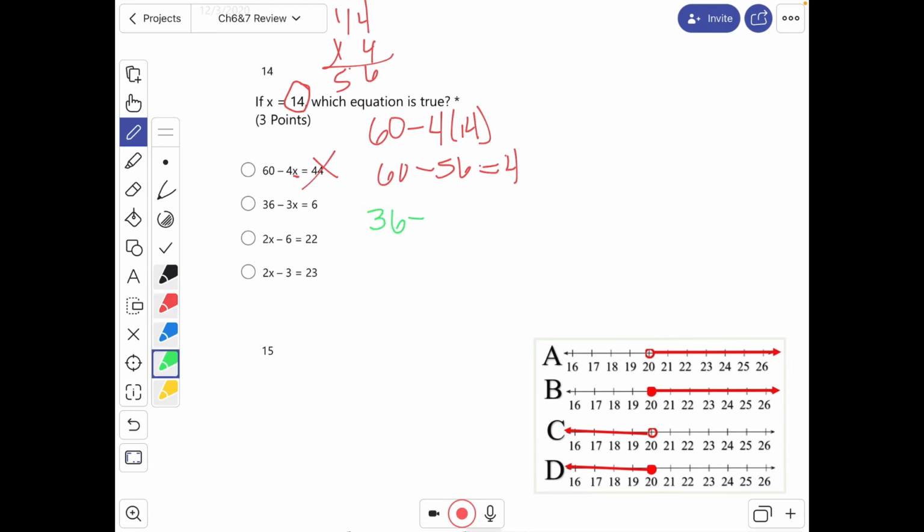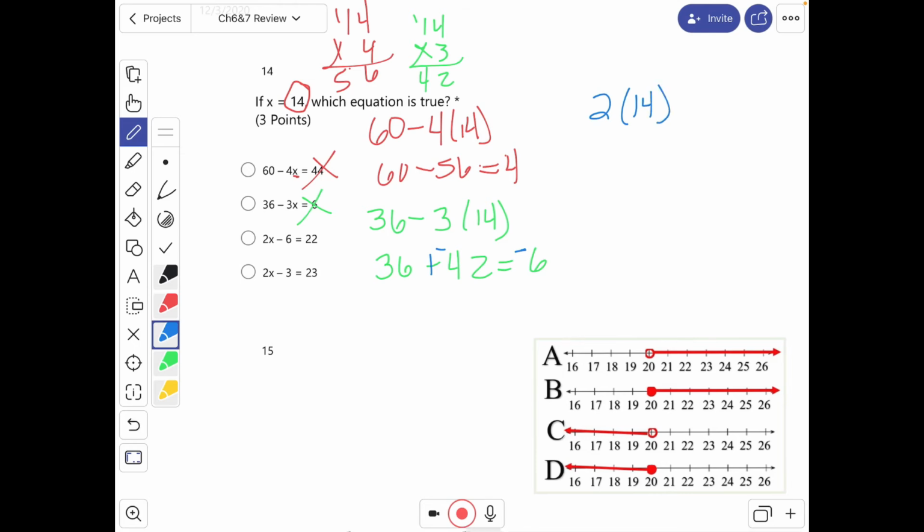The next one would be 36 minus 3 times 14. 14 times 3 is 42. So 36 minus 42. Well, we got to remember those rules for integers. So my answer is going to be negative. And 42 minus 36 makes 6. So negative 6, which is not what they got.